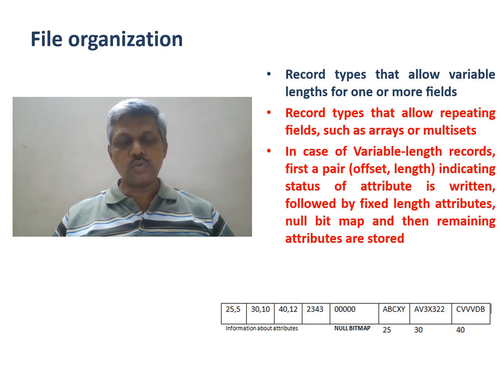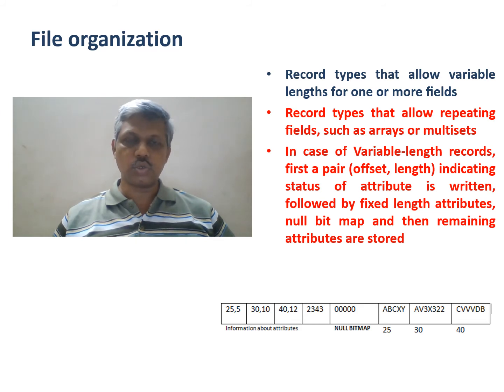Again, the structure of such a variable length record can be understood, which consists of two parts. One is, the first part consists of the metadata, data about the attributes that we are going to store, followed by fixed length attributes, and then a null bitmap, and then the variable length attributes are stored.